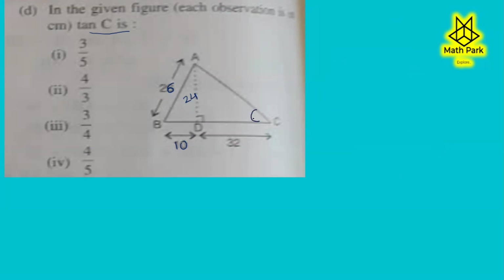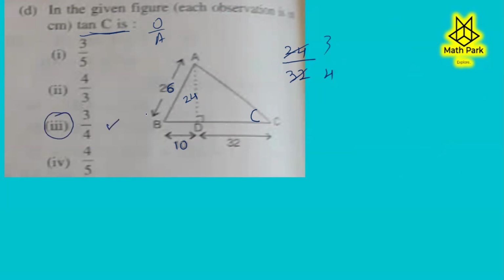Now we have to look at triangle ADC, wherein we have to find the value of tan C. So tan C is again opposite upon adjacent. So with respect to tan C, opposite is 24, adjacent is 32. Dividing by 8, you get 3 and 4. That is how the value of tan C is 3 upon 4.